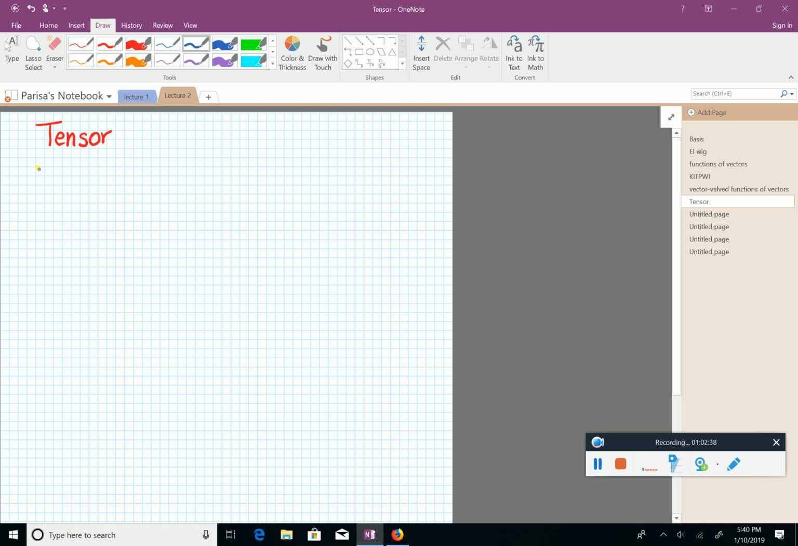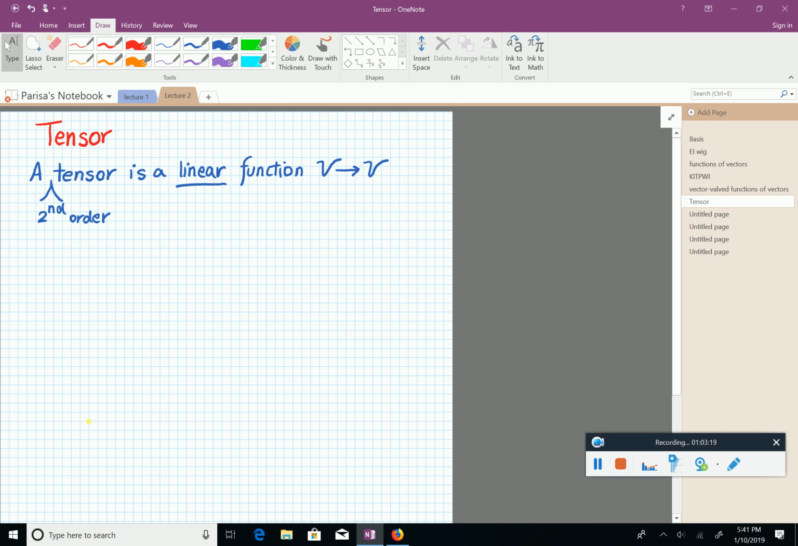So a tensor, and I can put it here, especially a second order tensor, is a linear function. That's why we were talking about linear functions. I just write it like that. I think we are all now familiar.